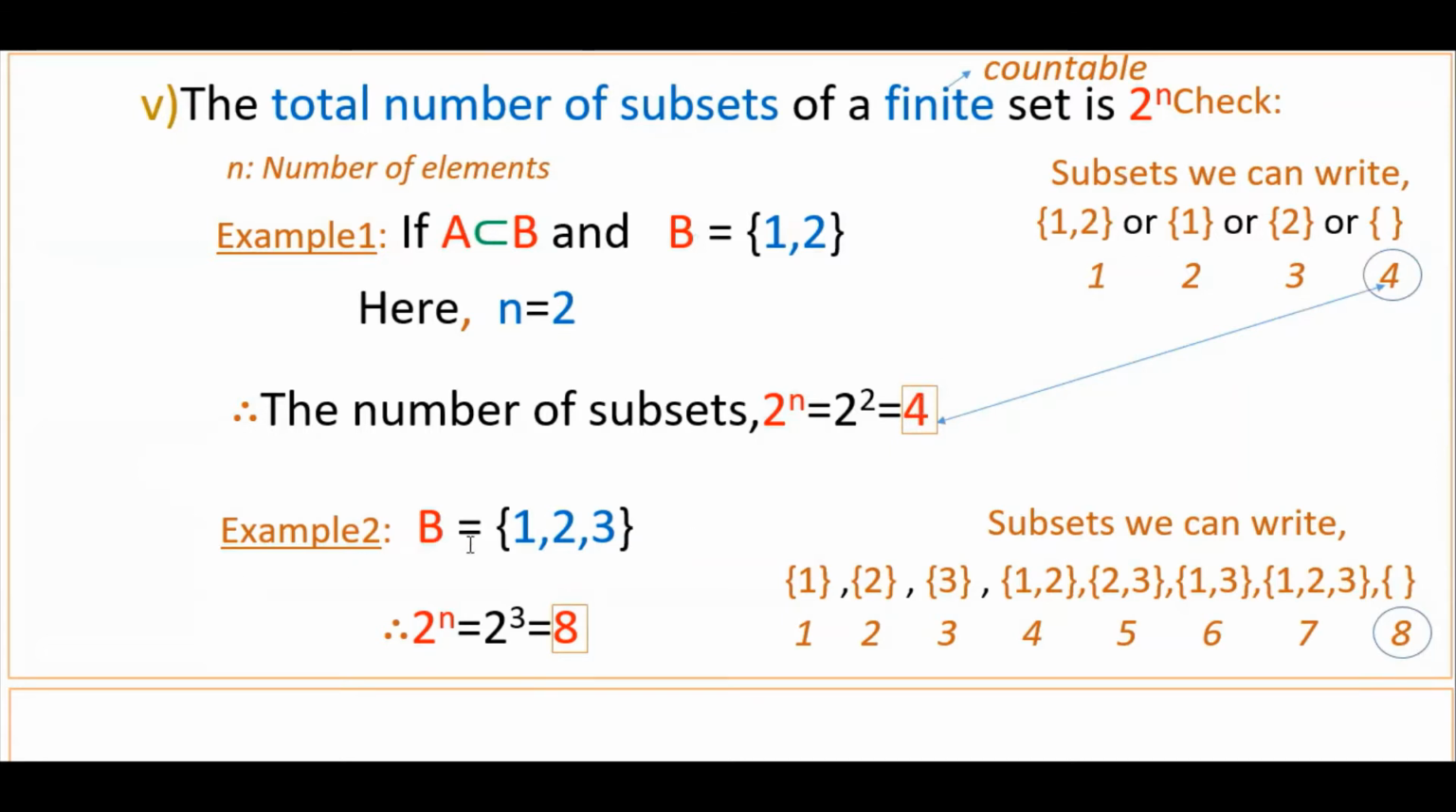And second example, B is equal to {1, 2, 3}. Here there are 3 elements. So 2 to the power of n is equal to 2 cubed, that is 8. You can check here. You can write the subsets like this.